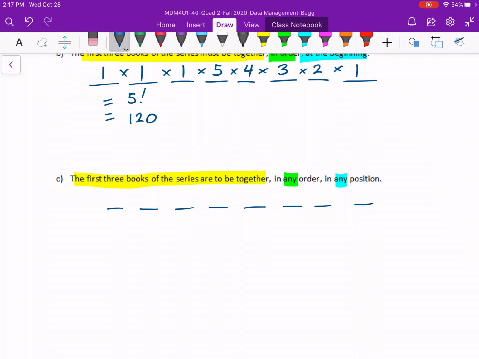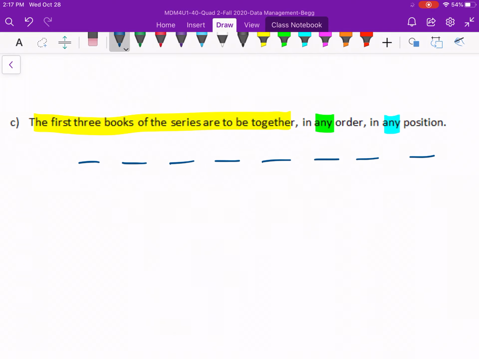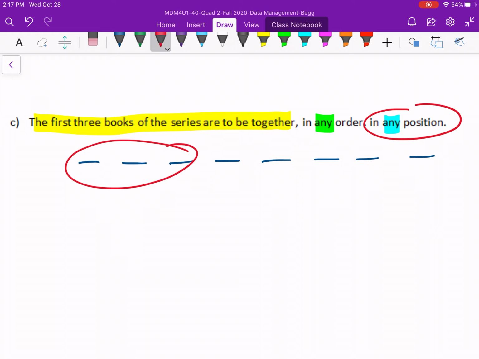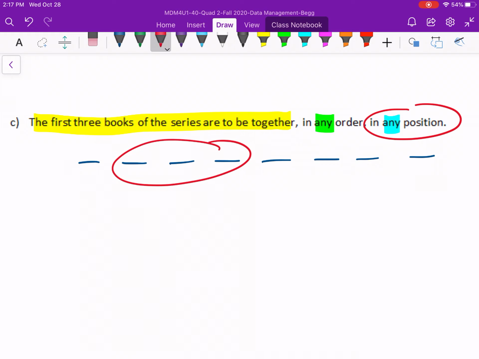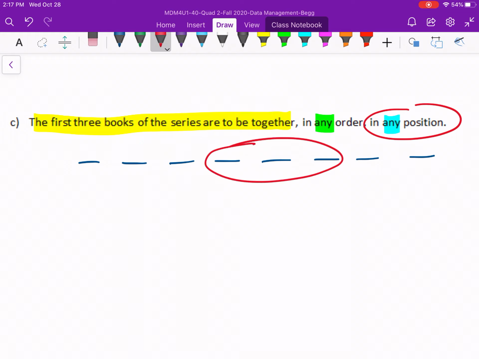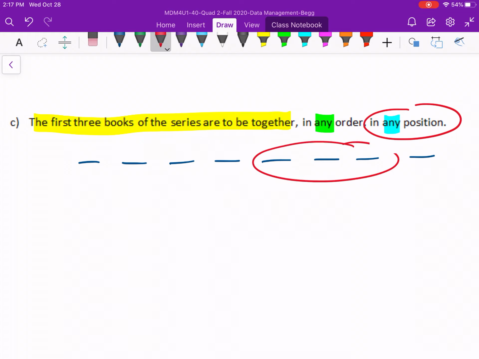So let's pretend, for instance, that those first 3 books are still at the beginning. I know that they can be in any position, so I could have the 3 books in this position, or they could be in this position, or this position, or this position. I might as well go through them all at this point. Or they could be in this position.